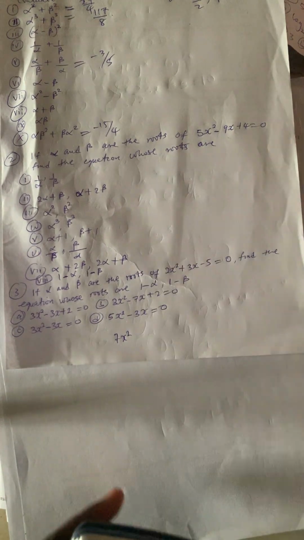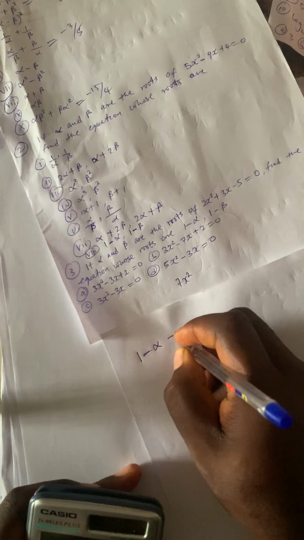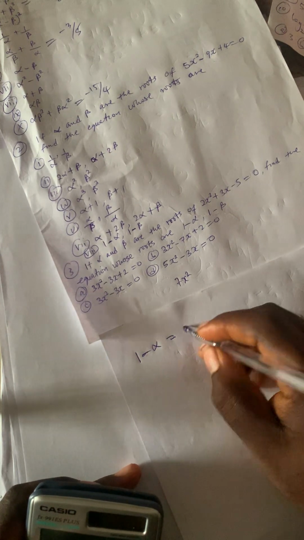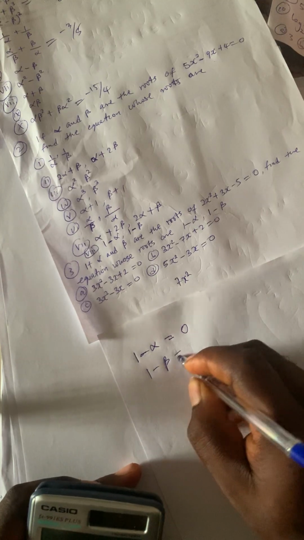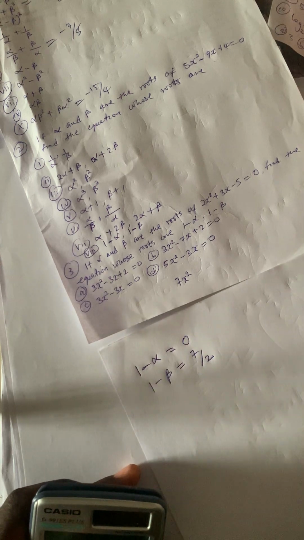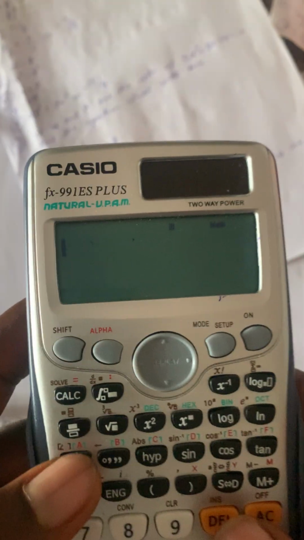The alternative method is that, as you have gotten your 1 over alpha plus 1 over beta, we got 1 minus alpha as 0, and 1 minus beta, we got it as 7 over 2. Okay, so now, or even if you don't want that, let us clear. I want to show you something. Let us clear. Shift clear 3 equal. So 1 minus alpha. In fact, let us store our alpha and store our beta, then see what we are going to have.